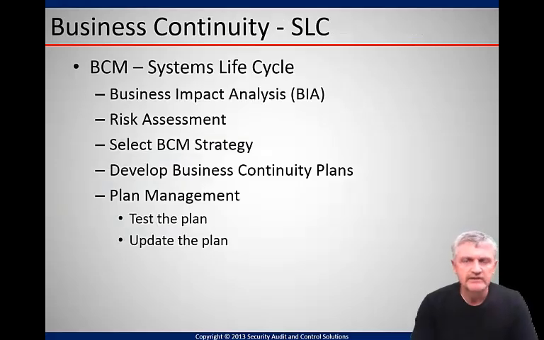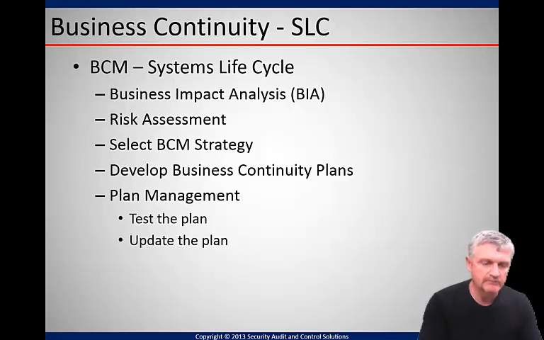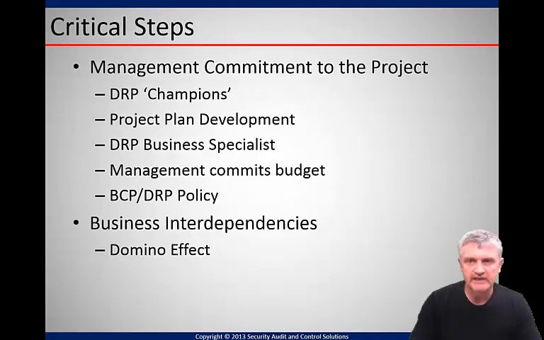Now, the business continuity or the systems life cycle of a BCM includes items like business impact analysis. And within the risk analysis section, you've seen a little bit in detail how it's done. You have a risk assessment. And then after we've done that, we're going to select a business continuity management strategy. How are we going to get there? Then we're going to develop our plans. And after we've developed our plans, we're going to manage those plans by making sure they're tested and updated regularly based on our results from our tests.